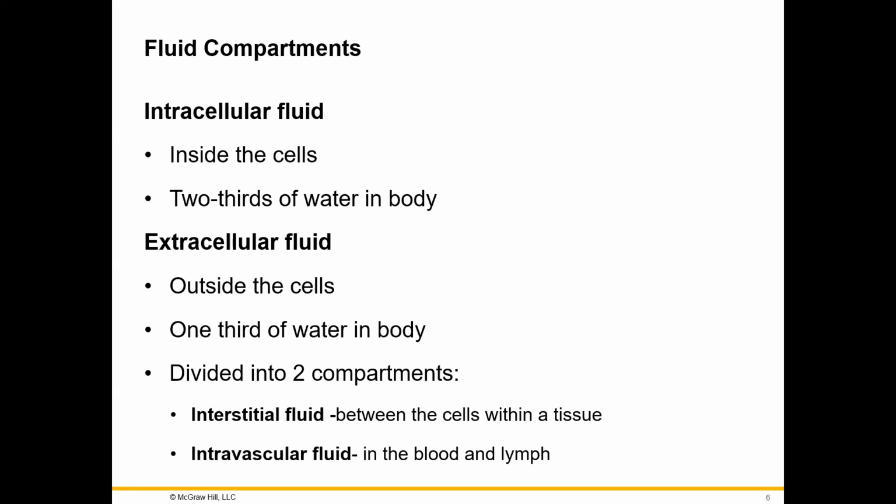Now, let's talk about extracellular fluid. This is the fluid outside of the cells, and it accounts for the remaining 1/3 of water in the body. But that is divided into two main compartments. The first is the interstitial fluid. This is the fluid that sits between the cells within a tissue. It's like the water that bathes and surrounds all of your cells, helping with nutrient exchange and waste removal. And the second is the intravascular fluid, which is found in blood and lymph. This includes the plasma in your blood that circulates nutrients, hormones, and waste products throughout your body.